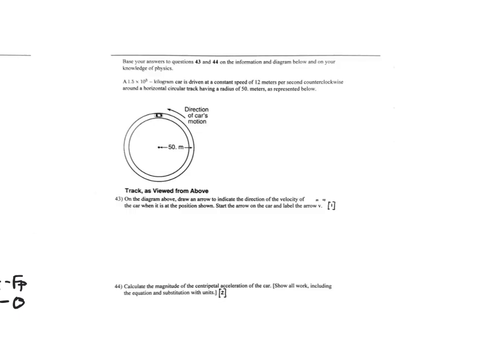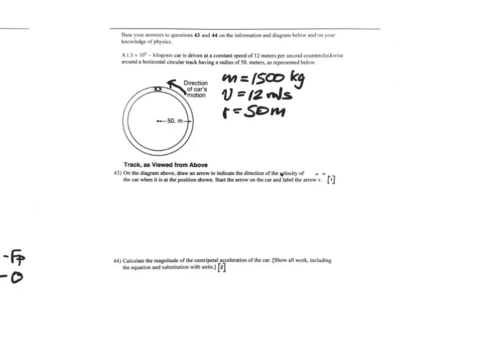We have circular motion because the car is going in a circle. They tell us the mass of the car is 1.5 times 10 to the 3 kilograms. That's 1,500 kilograms. It's going at a constant speed of 12 meters per second, counterclockwise. So notice the direction of the car's motion is counterclockwise around a circular track with a radius of 50 meters. And then 43 says, on the diagram, draw an arrow to indicate the direction of the velocity of the car.